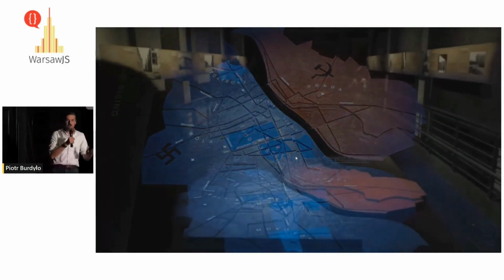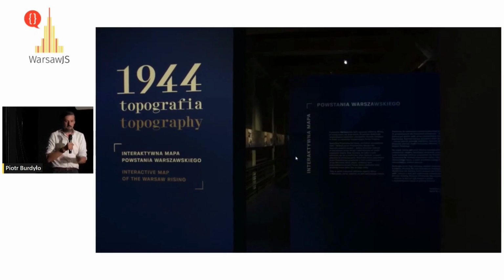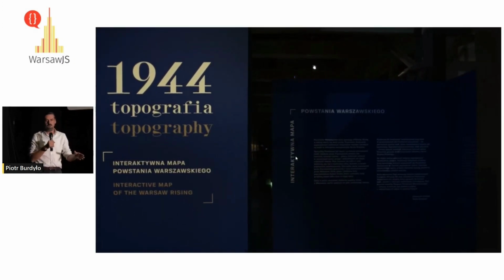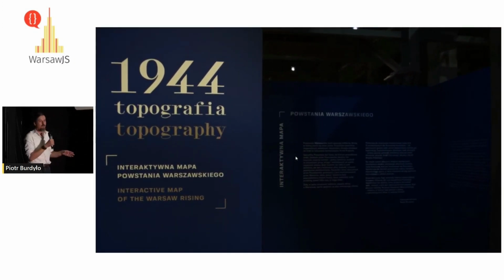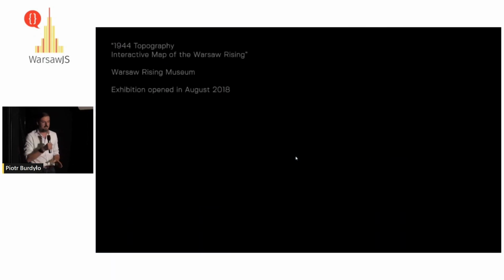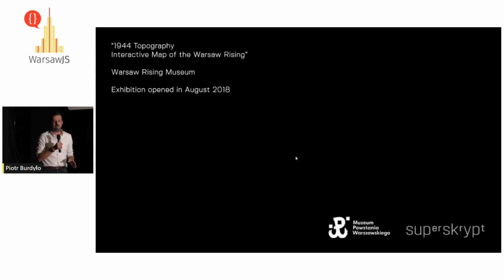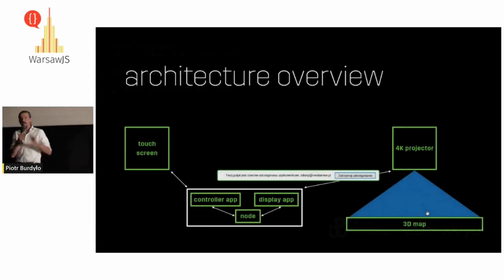We are showing the story of the uprising from day one to the end, but working with the historians in the museum, we decided, or they decided, to pick just a few days, like 15 or 17 days, the key moments, the key milestones of the uprising. So, okay, this is the architecture overview.